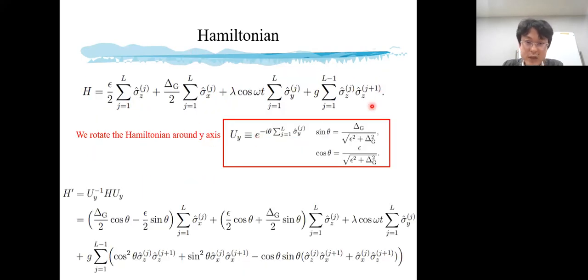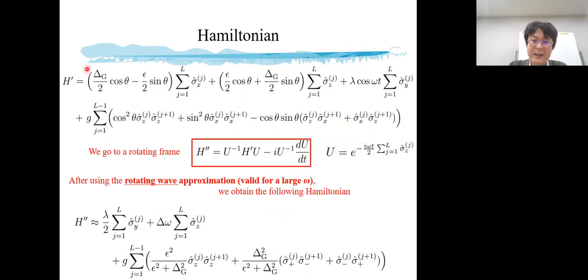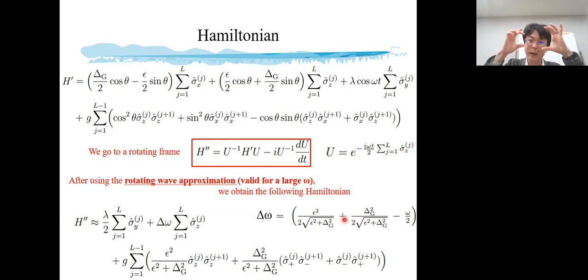Okay, so starting from this Hamiltonian, let me perform some mathematical transformation. I want to diagonalize this Hamiltonian, so I'll change the basis with a Y rotation. After this Y rotation, the Hamiltonian becomes a little bit difficult, written like this. Yes, this is actually a very messy Hamiltonian. However, we can go to the rotating frame and perform the rotating wave approximation. After the rotating wave approximation, the Hamiltonian becomes rather simple like this. We have a sigma y term, a detuning or Zeeman energy term, a GG interaction term, and a flip-flop interaction term as well. This delta omega is defined like this. This is effectively the detuning between the qubit frequency and the microwave driving frequency.